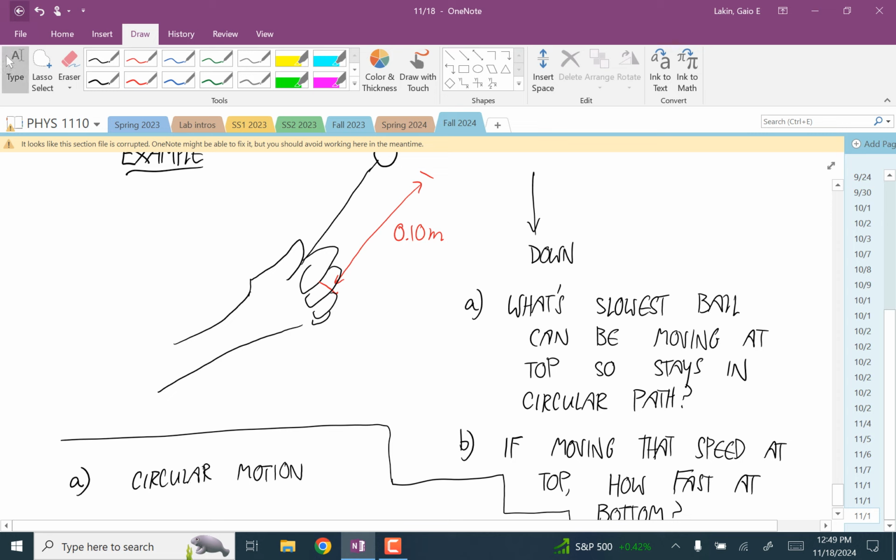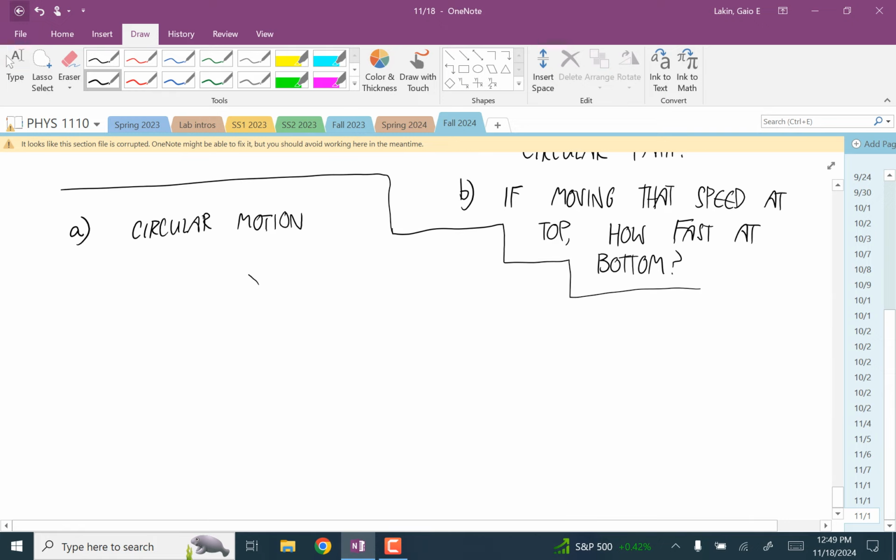Is this a tetherball problem? No, because it's not parallel to the ground. So I'm going to take a view where I can see the circular path. I was so close to getting a good circle there. Okay. The velocity is this way.